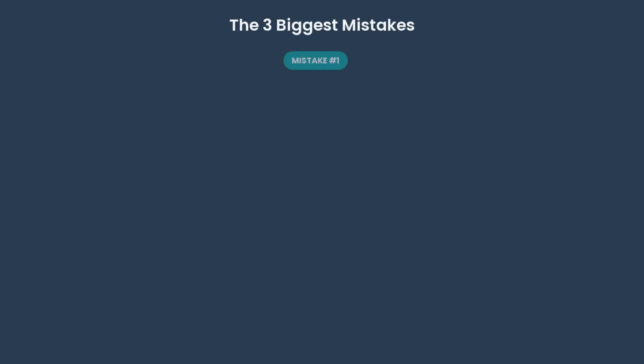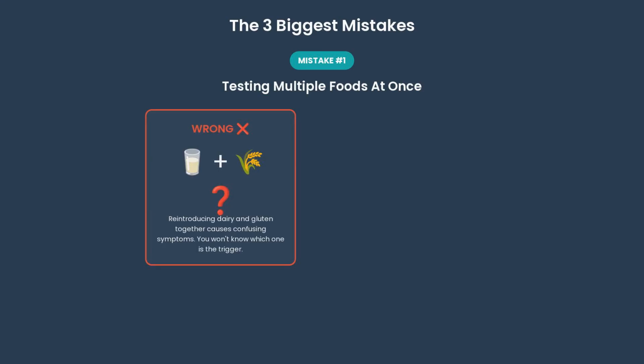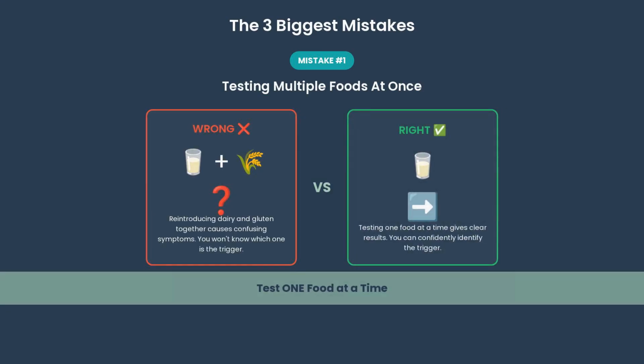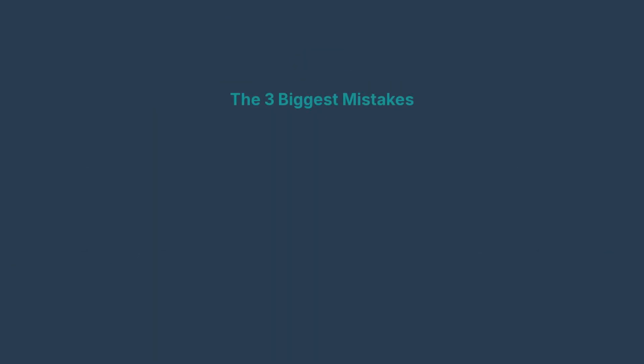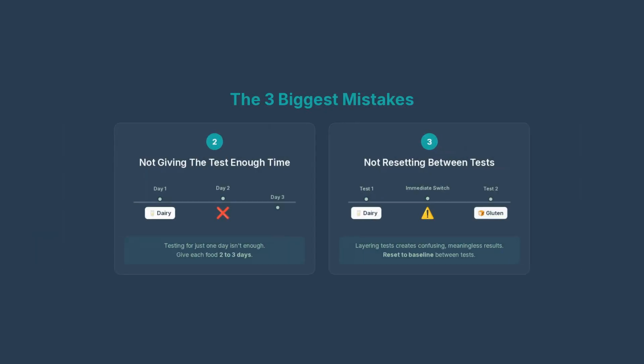Let me share the 3 biggest mistakes. Mistake number 1 is testing multiple foods at once. If you reintroduce dairy and gluten in the same week and get symptoms, you have no idea which one caused it. Test one food at a time. Mistake number 2 is not giving the test enough time. Testing for just 1 day isn't enough. Give each food 2 to 3 days. Mistake number 3 is not returning to baseline between tests. If you test dairy, then immediately test gluten without resetting, you're layering reactions, and your data becomes meaningless.